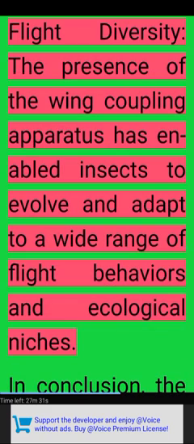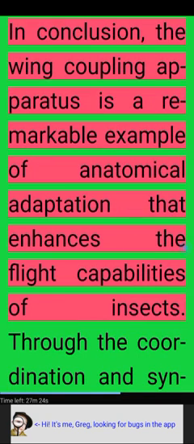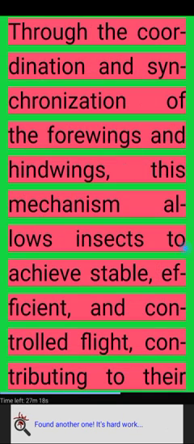Flight diversity. The presence of the wing coupling apparatus has enabled insects to evolve and adapt to a wide range of flight behaviors and ecological niches. In conclusion, the wing coupling apparatus is a remarkable example of anatomical adaptation that enhances the flight capabilities of insects. Through the coordination and synchronization of the forewings and hindwings, this mechanism allows insects to achieve stable, efficient, and controlled flight, contributing to the remarkable success and diversity in various ecosystems.